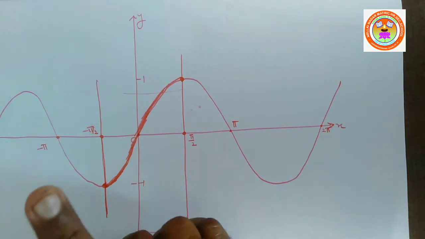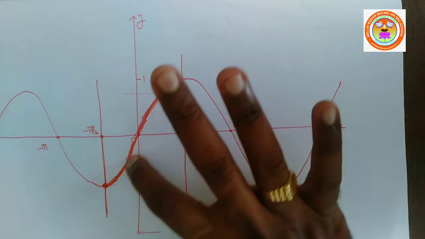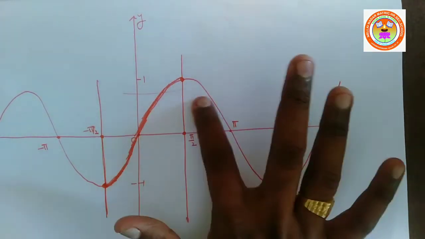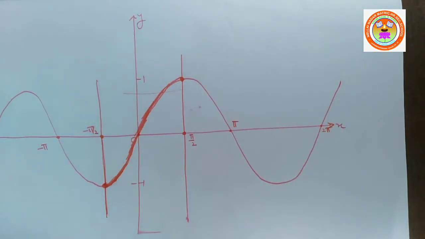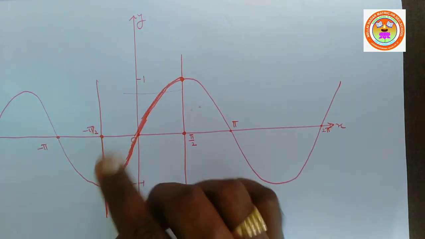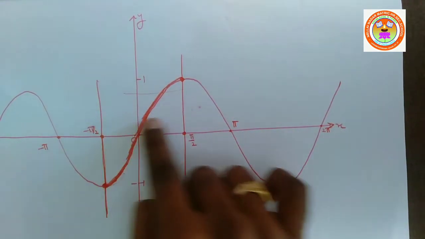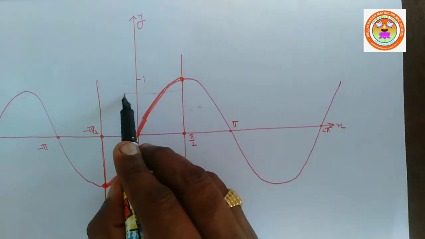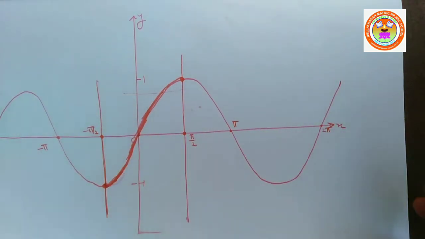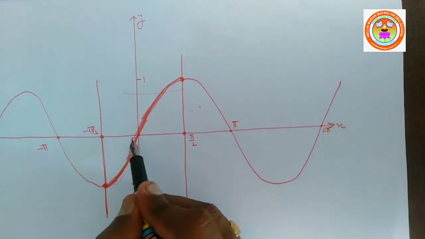That horizontal line you can draw at any part of the graph. Suppose I draw here, it cuts at only one point. Surely it is going to be 1 to 1. The first rule is over. What is the second rule? The second rule is nothing but you should cover the origin. Yes, the origin is here.